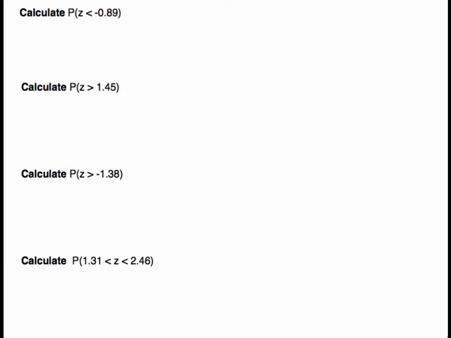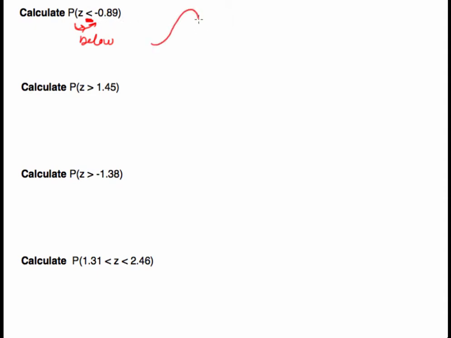Here are a few more examples to help us find the probabilities associated with the standard normal distribution. Our first one is asking us to calculate the probability of observations less than a z-score of negative 0.89. In other words, they want to know what percent of values lie to the left, right? Left, because it's less than here. What percent of values lie below or to the left of a z-score of negative 0.89?